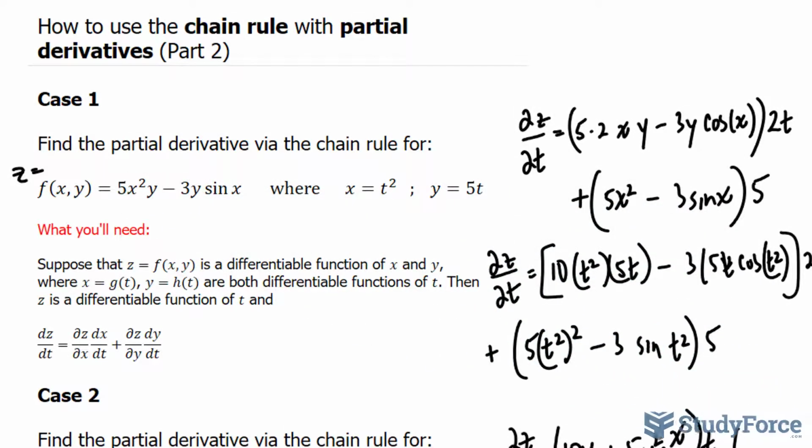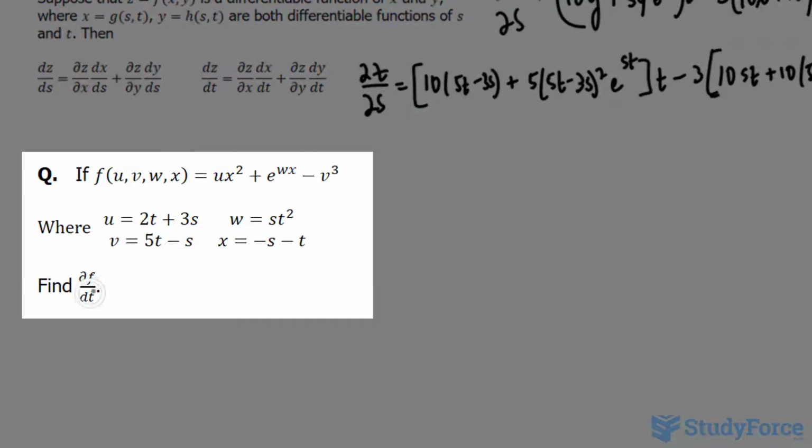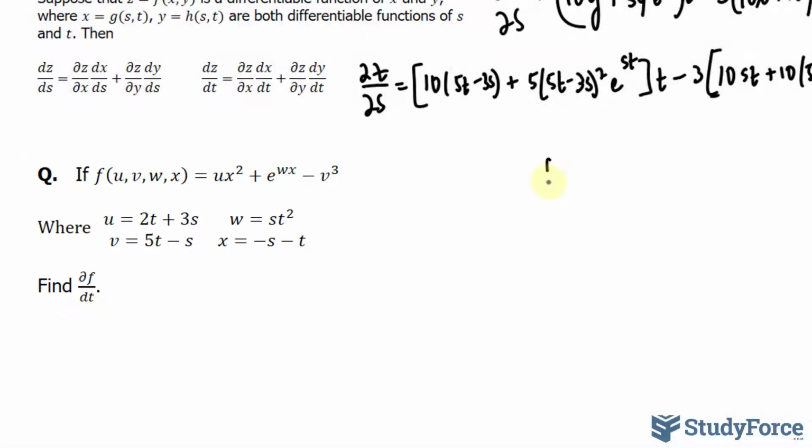In part 2 of this lesson, where we use the chain rule with partial derivatives, we ended off with the question shown on your screen where we have to find the partial derivative of this function with respect to t. Now notice that our function consists of 4 different variables, u, v, w, and x. So what you do is write down f and your 4 variables, u, v, w, and x.